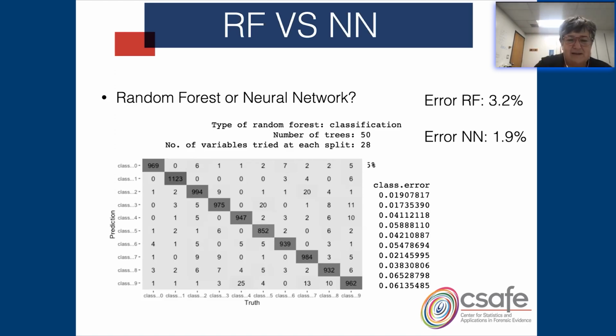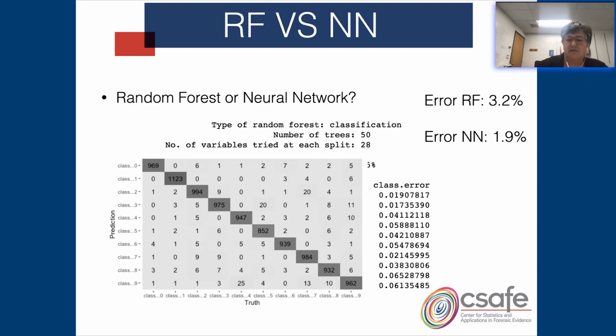Similarly, 25 5s were mistaken for 3s. So probably because the top line was cut off or not properly printed. So you can see how these kind of errors happen. And the random forest did the worst for class 4. So 25 4s were mistaken for 9s. And you can see how that might happen.